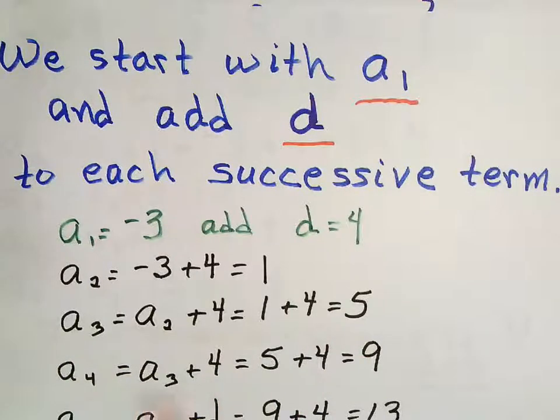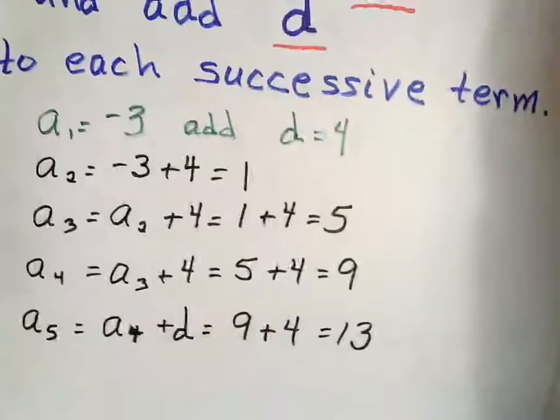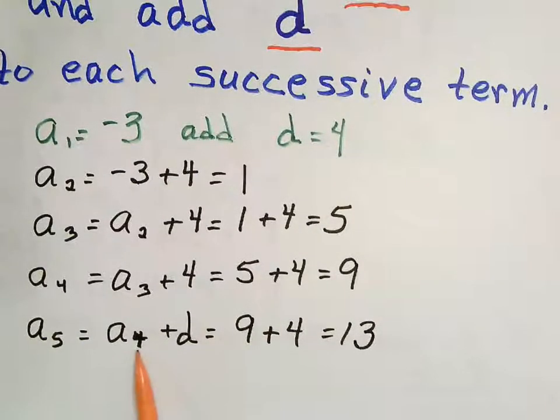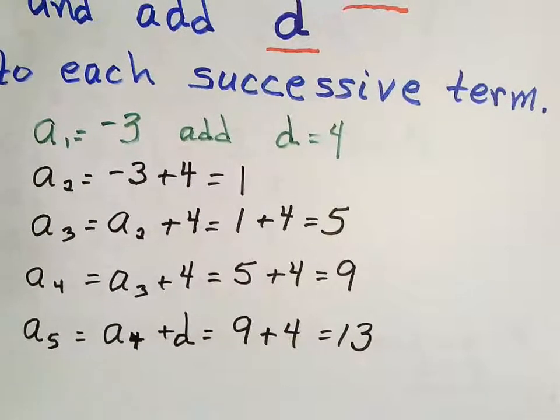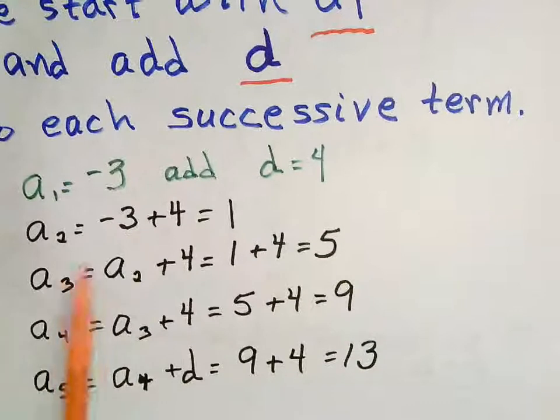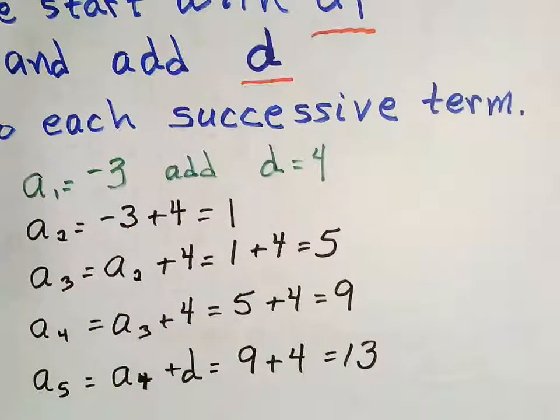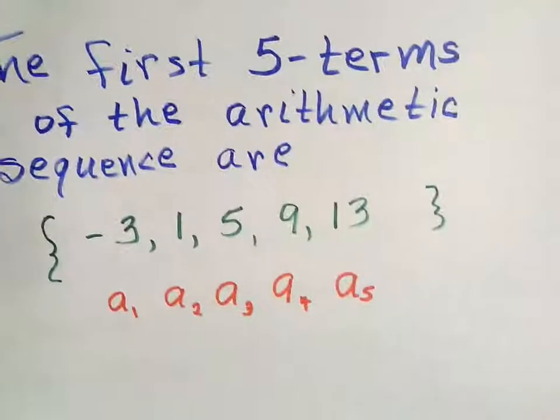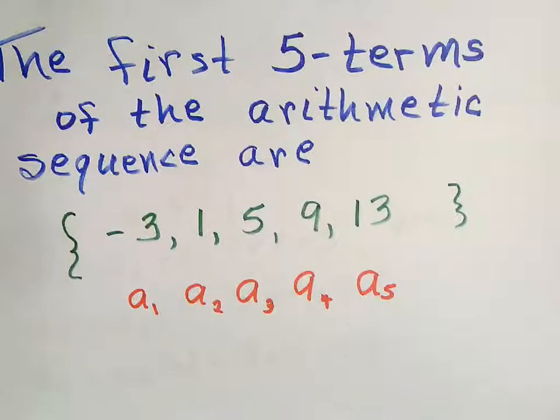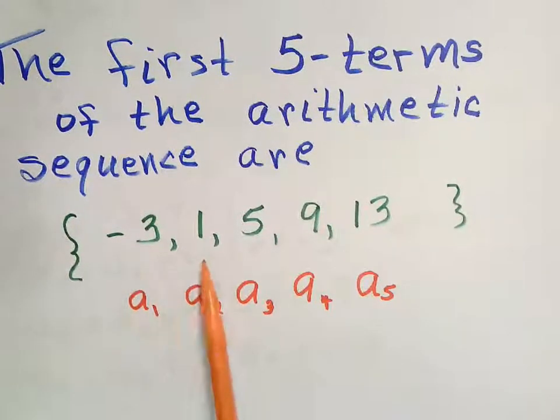We take the a sub 3 term, which is 5, and add the common difference. We get 5 plus 4, which is 9, the fourth term. Then we take the a sub 4 term and add the common difference. We get 9 plus 4, which is 13, the fifth term. We started with the first term, negative 3, and just kept adding the common difference until we got the first 5 terms. So the first 5 terms of the arithmetic sequence are negative 3, 1, 5, 9, and 13.